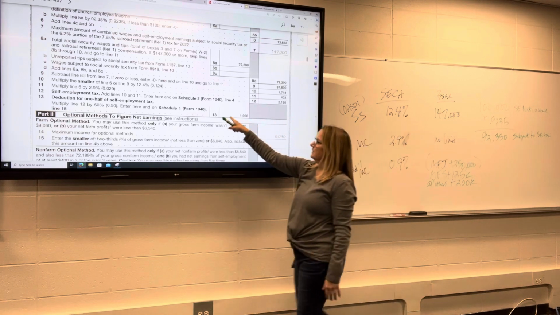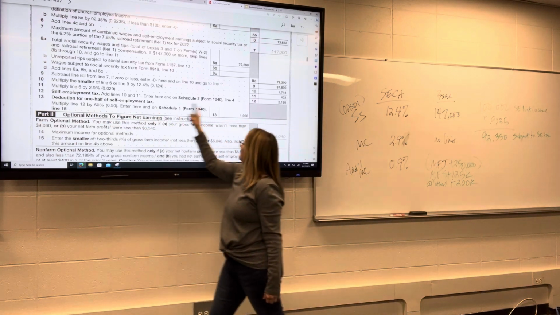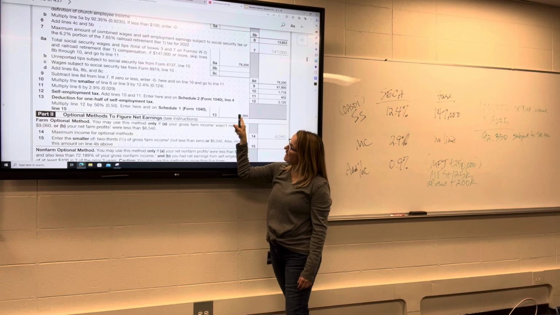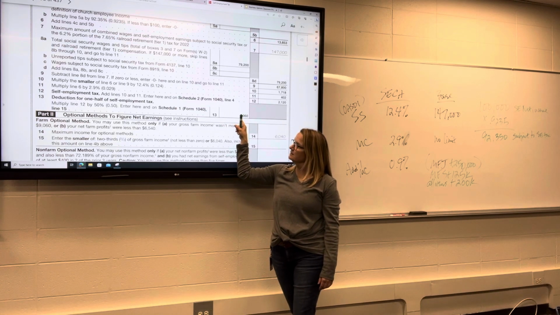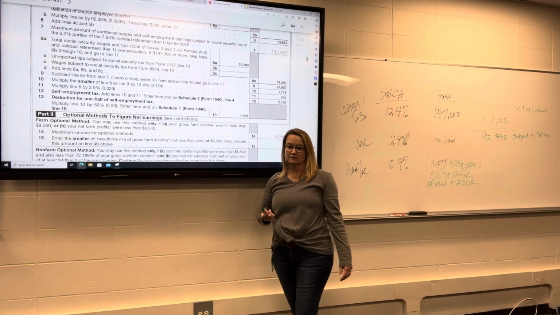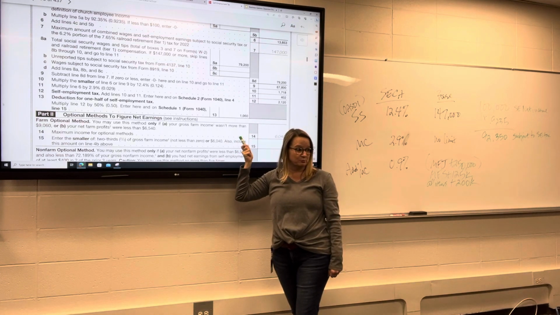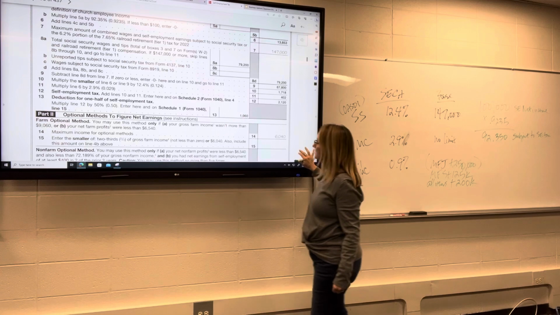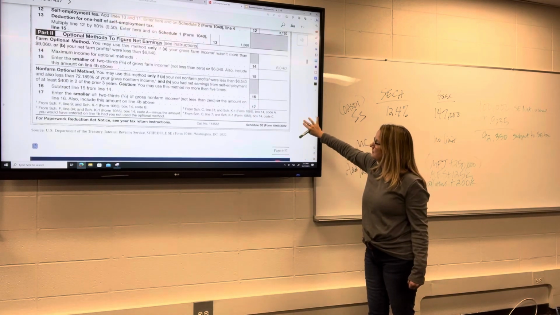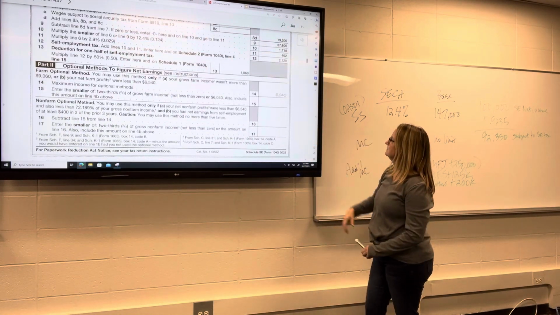That's what this is calculating. So multiply line 12 by 50%, enter it here and on Schedule 1, Form 1040, line 15. That's where we're getting that one-half of self-employment tax. It's coming from this form here, this calculation. Don't worry about part 2 here.